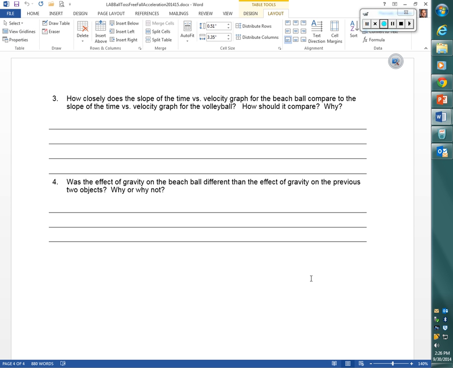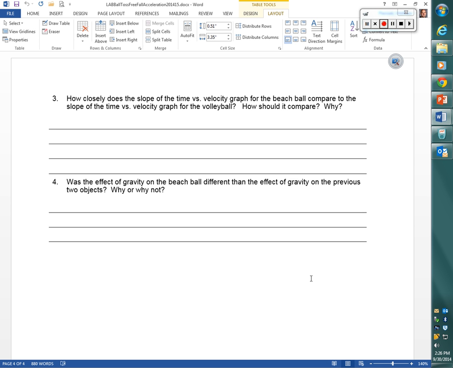Because while they are the same shape, right, and they're both hollow, the beach ball is lighter, right? When we get into chapter 5, we'll talk about terminal velocity. It's more affected by the air resistance. Air resistance depends on shape, it depends on the mass, and it depends on how fast you're going. The shape and the mass ratio of the beach ball makes it more prone to air resistance than the volleyball.